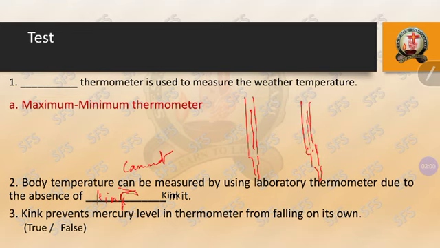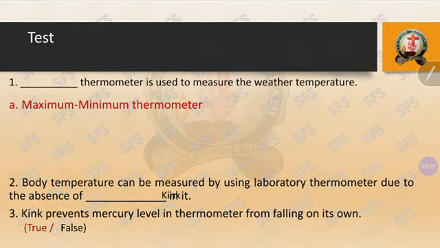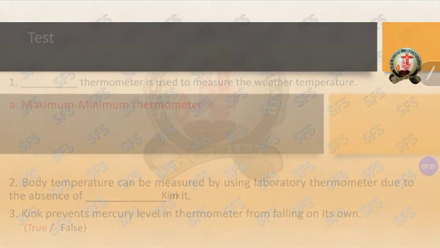Now next question, true or false? Kink prevents the mercury level in the thermometer from falling on its own. Is it true or false? Yes, absolutely it is true, because of the presence of this kink only. So the mercury will not drop immediately. That is the reason why we use the clinical thermometer to measure the body temperature. It will give you the accurate body temperature.